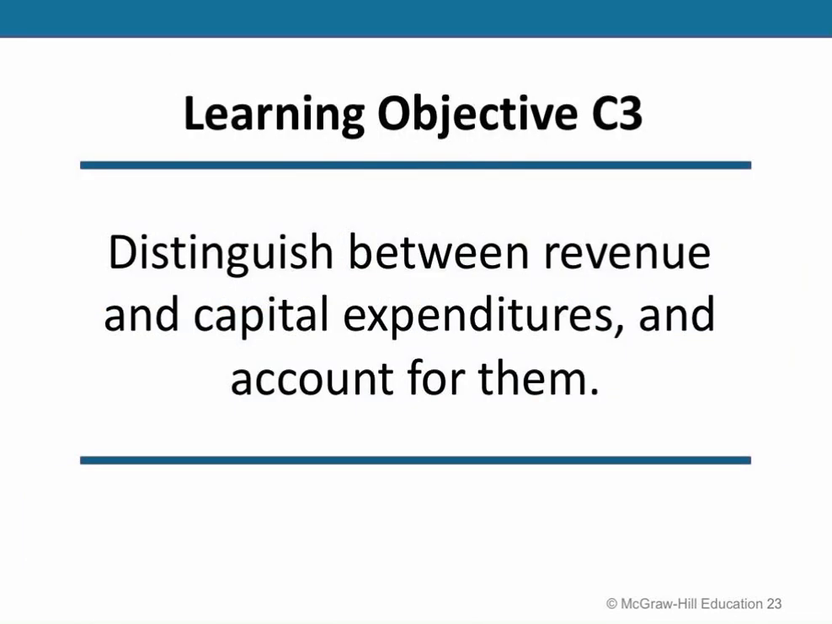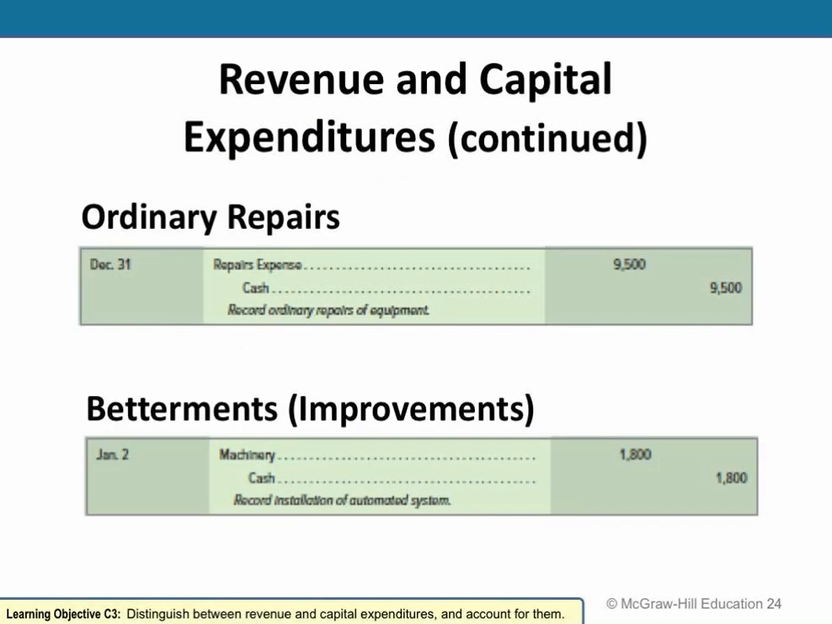And then looking at revenue and capital expenditures, what this is going to come down to is if we're fixing the piece of equipment. So let's say our coffee machine breaks down a little bit. Any repairs we do to keep it running is going to be a repair expense and get expensed in that same year, and then we're going to credit cash for the amount.